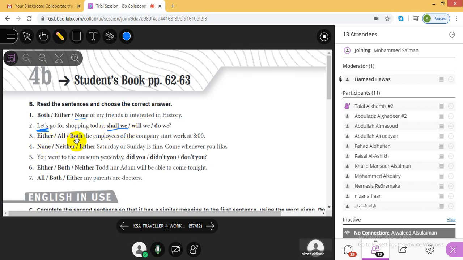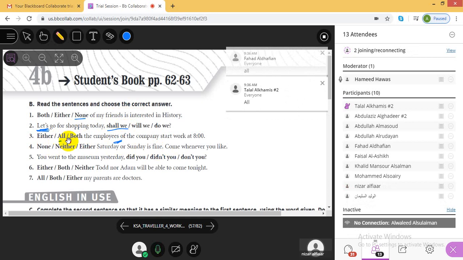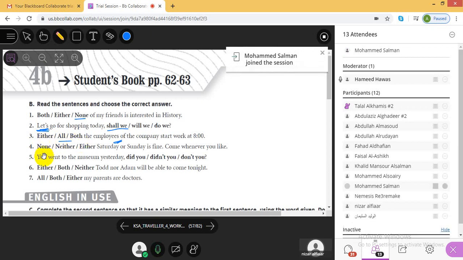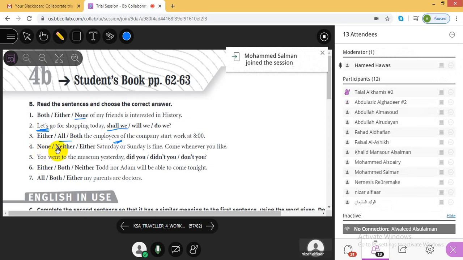Either or all or both the employees of the company start work at 8. It's plural, so all. Very good. It can't be both or either, because both and either tell about two people or two things. Either Saturday or Sunday is fine. Come whenever you like.